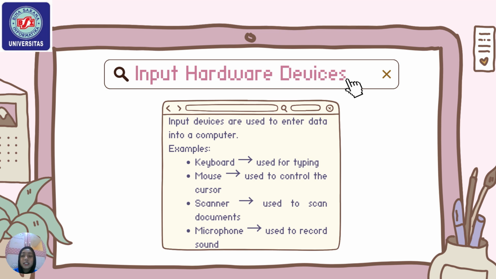So the third is a scanner. The function is used to scan documents or pictures into digital form. So the last is microphone. The function is used to input sound or record voice into the computer.